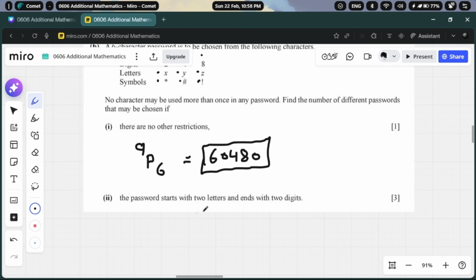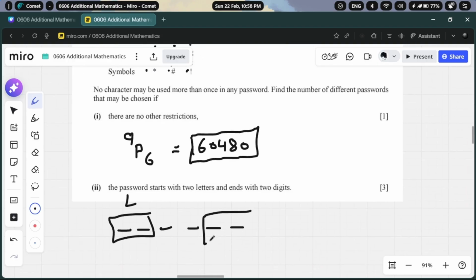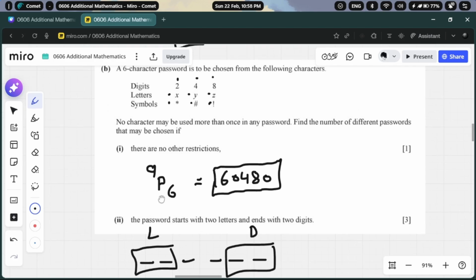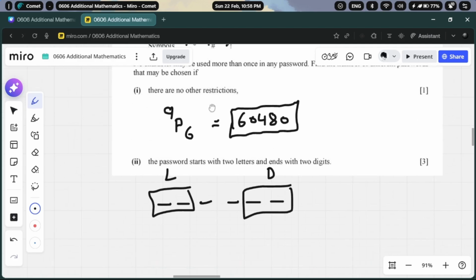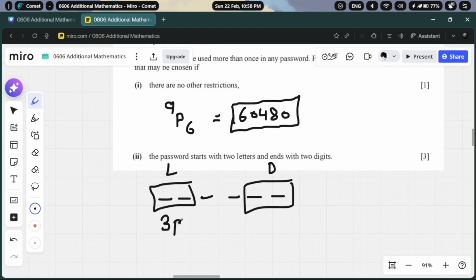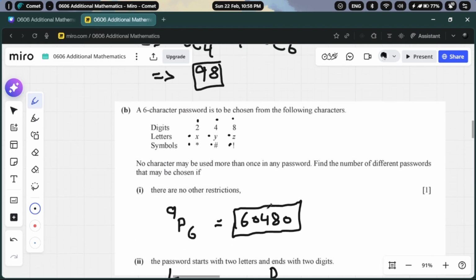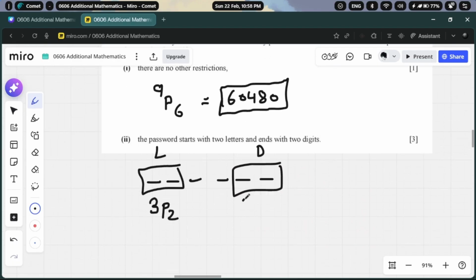So you're told that the password starts with 2 letters and then ends with 2 digits. So just make 6 gaps first of all. Now these two would be for letters and then these two would be for digits. So since you're choosing and arranging 2 letters, you can simply do 3P2. Similarly, for the 2 digits, you can do 3P2 as well.